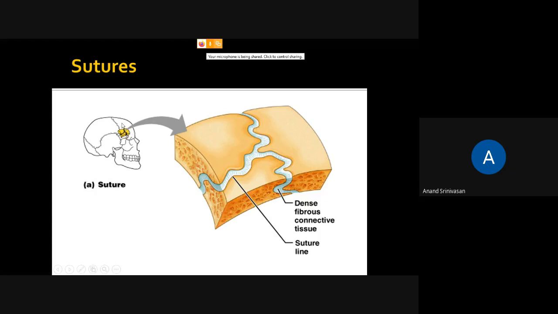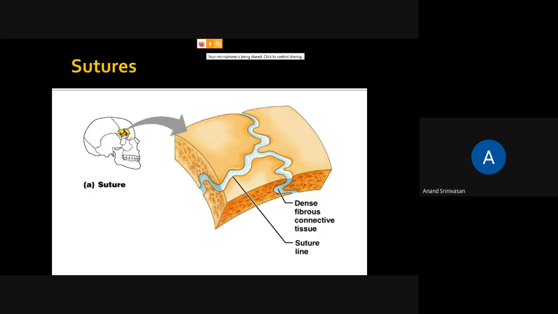You know, this is the frontal bone, parietal bone, temporal, occipital. Between these two bones, you can see some small corrugated structure. This structure which unites these two bones is the sutural joint. So this is called a suture, and this is a type of fibrous joint found in the skull.